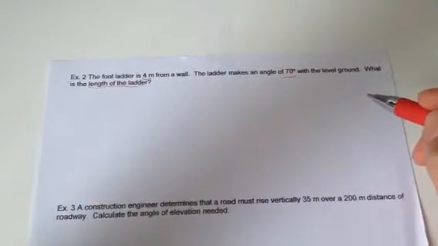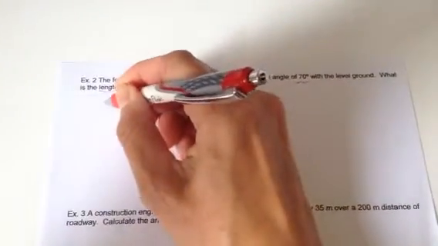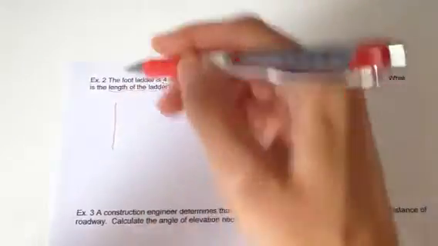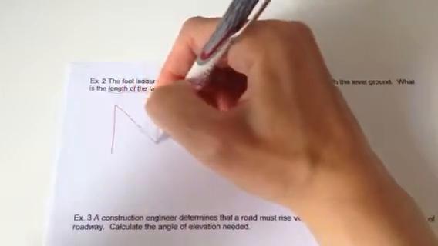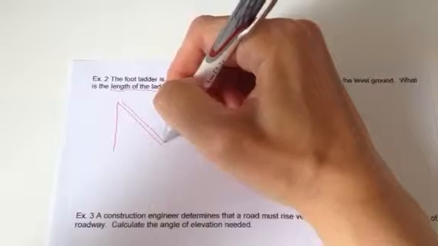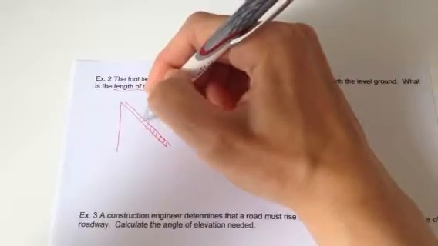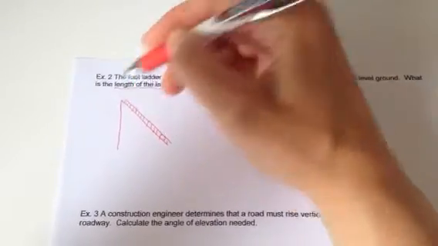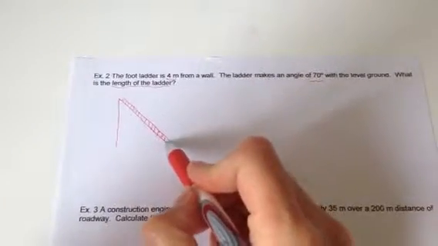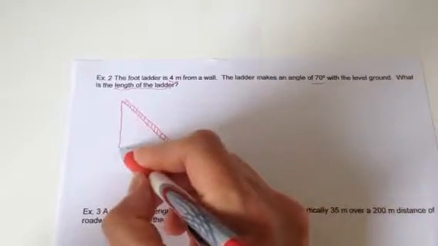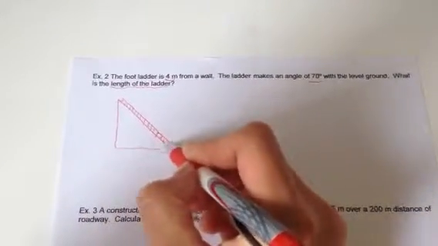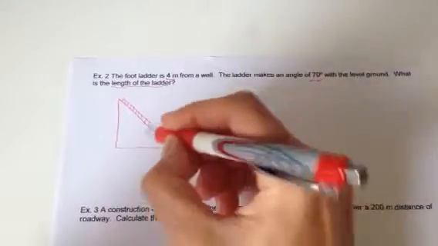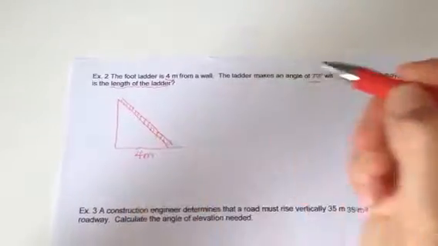The foot of a ladder is 4 meters from a wall. So let's draw the wall, and we'll draw our ladder here. So this is our ladder. It's leaning against the wall, and the foot of the ladder is 4 meters from the wall. So this is the ground. This is going to be 4 meters.